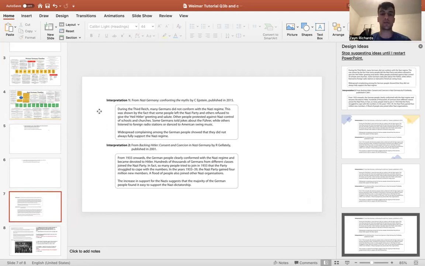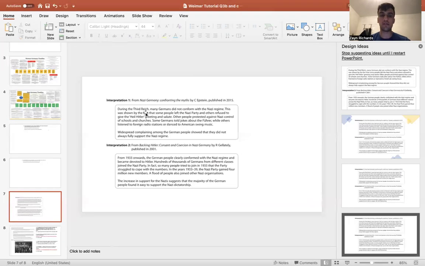So interpretation 1 then. During the Third Reich, many Germans did not conform with the Nazi regime. This was shown by the fact that some people left the Nazi party and others refused to give the Heil Hitler greeting and salute. Other people protested against Nazi control of schools and churches. Some Germans told jokes about the Führer, while others listened to foreign radio stations or danced to American swing music. Widespread complaining amongst the German people showed that they did not always fully support the Nazi regime.